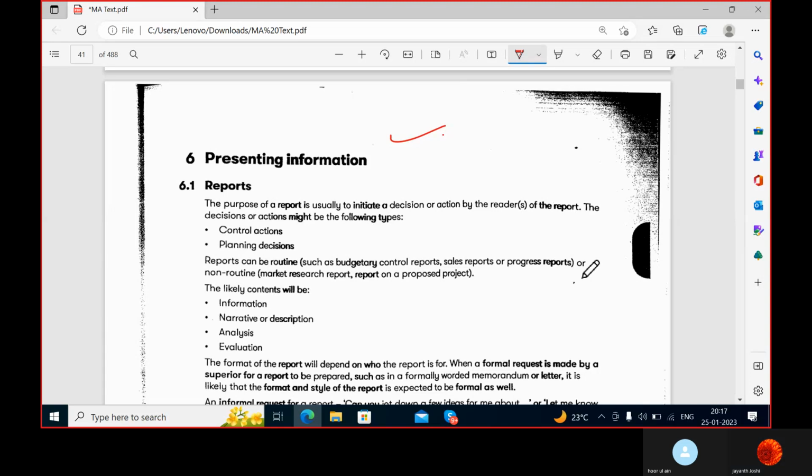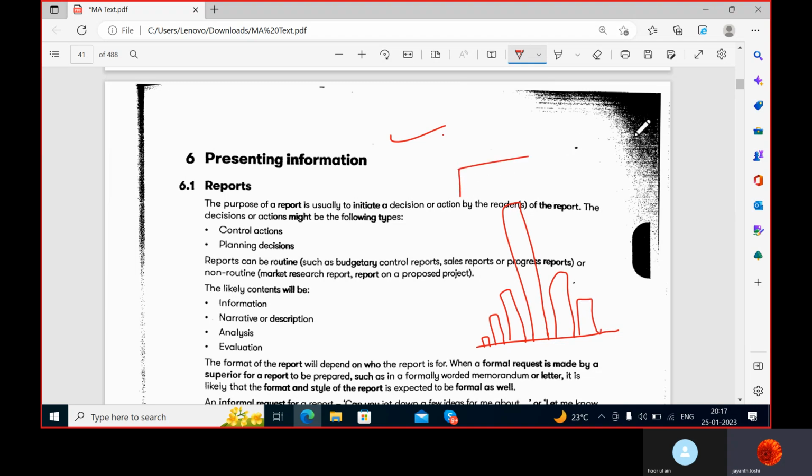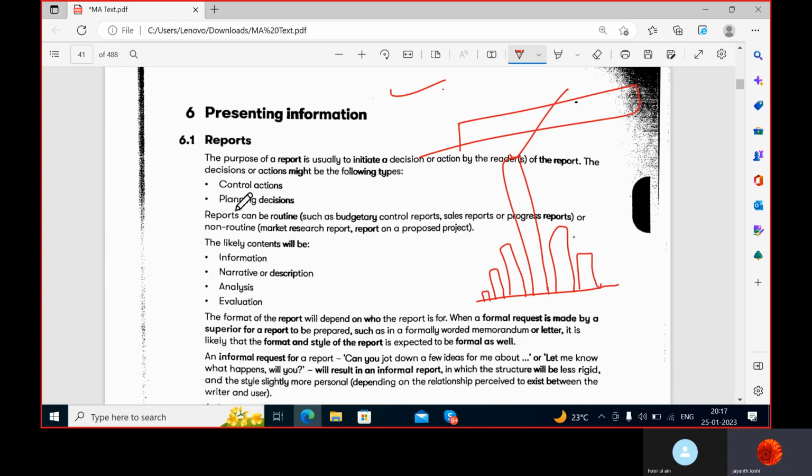Am I right? For a small example, whenever you see a cricket match, they show some stats, some histogram, showing the highest runs scored by a batsman, with a statement like highest run scored. With this, you get an idea of the over in which the highest number of runs were scored. That is nothing but presentation of data. Now, we'll see reports.